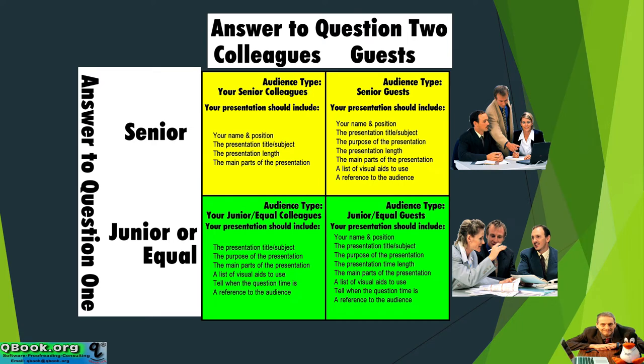This leads us to make a matrix that we can examine here. So in this matrix, we can see we have the two questions. The first question is, is the audience senior or junior equal to you? If junior equal, then that means your colleagues, your lab partners, your classmates, your office colleagues. If they're senior, then it's going to be a manager, or maybe someone who's not from your company. They could be from another company, but still they're above you.